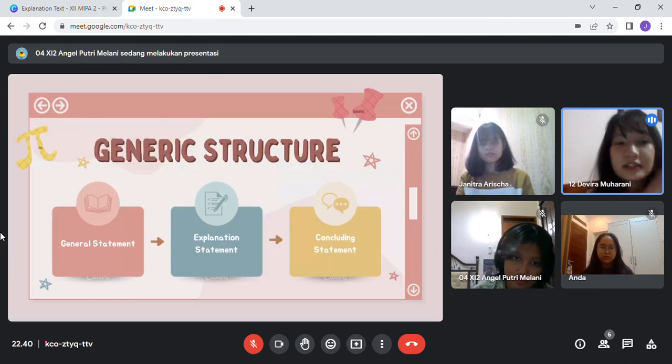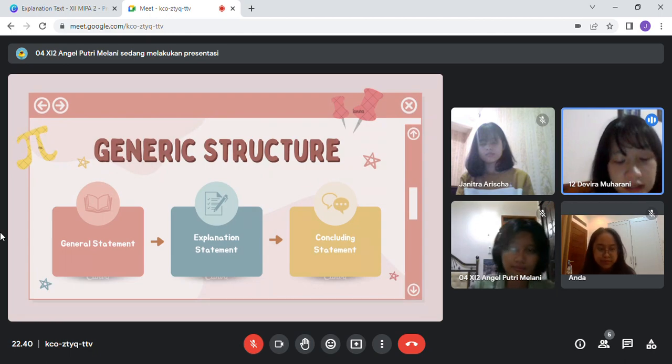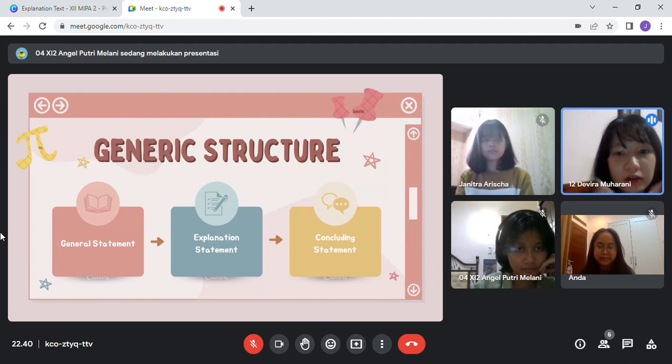So, the generic structure of explanation text. First, general statement. General statement is a sentence that states the phenomena or issues which are to be explained in the main text. The general statement of the explanation text usually has ongoing issues such as pandemic, COVID-19, and many more.